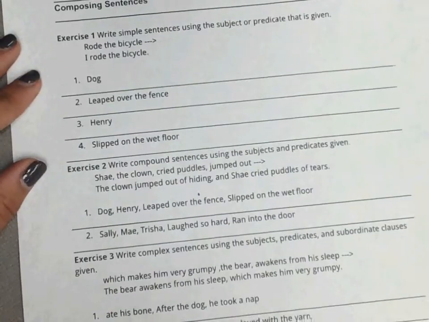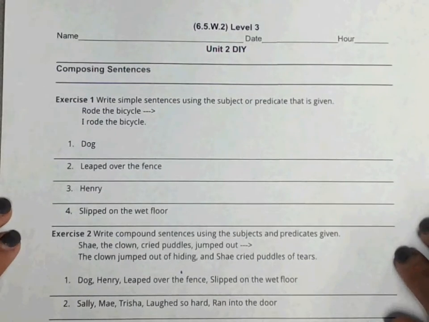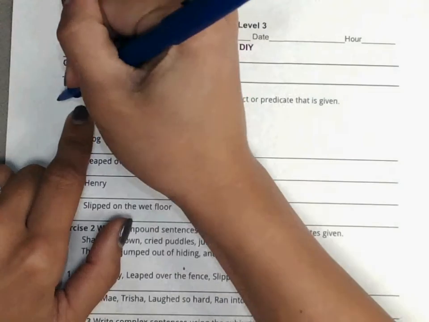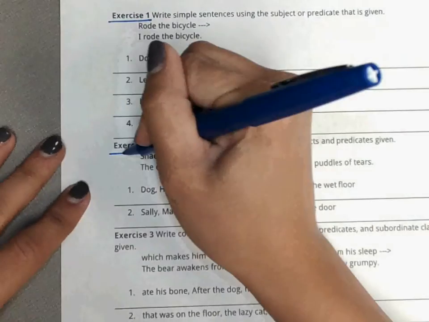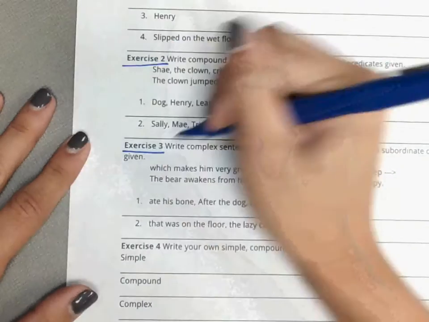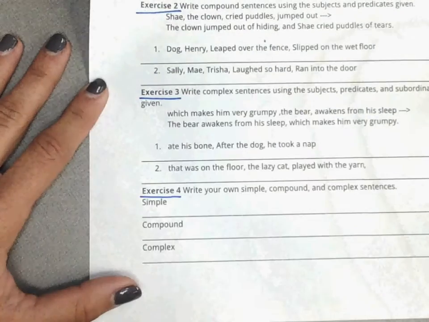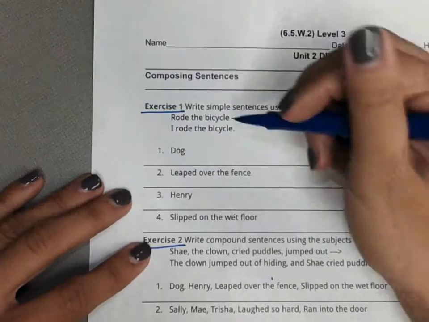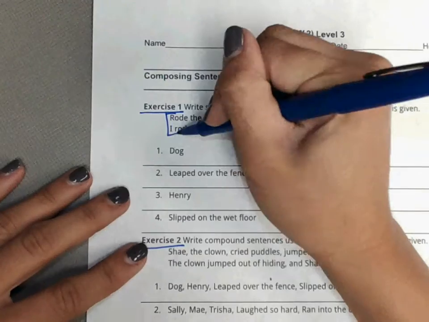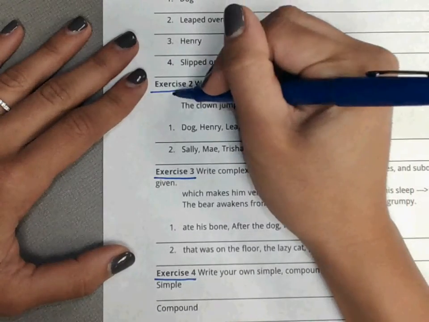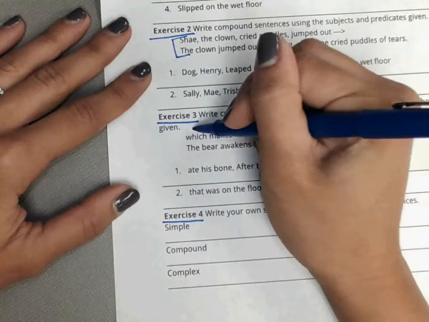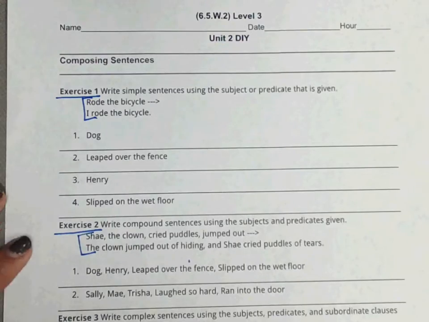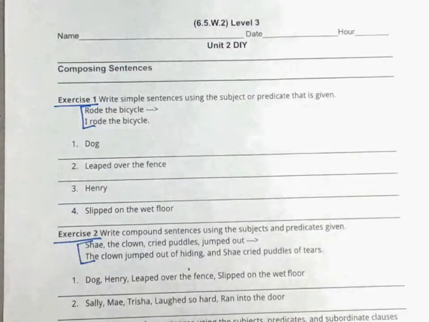Now, go ahead and get out your DIY. Make sure that you read the directions on exercise 1, exercise 2, exercise 3, and exercise 4 before completing the questions in that section. You also have examples that will help guide you. When you're finished with this DIY, make sure your name is up at the top before turning it into the basket.